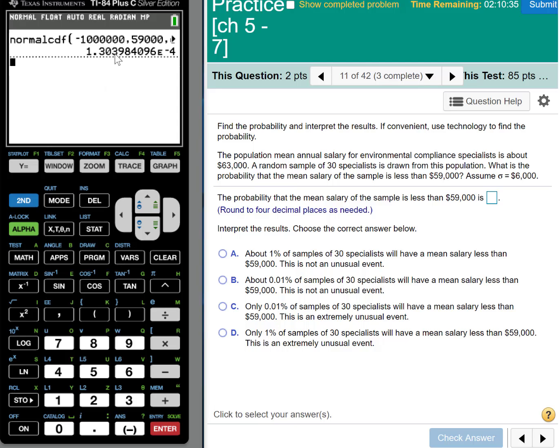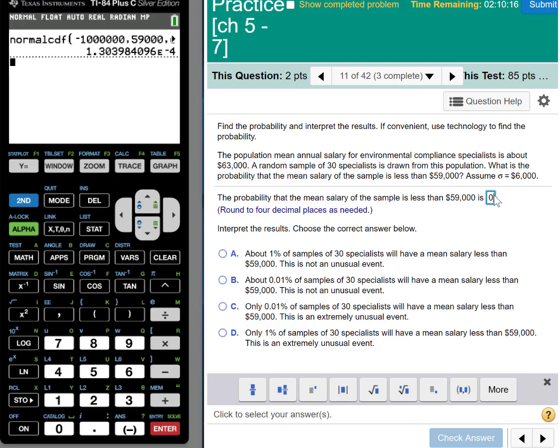Now the answer is 1.303984 e minus 4. E minus 4 means you have to move the decimal place 4 digits to the left. He's asking you to do it to 4 decimal places. So if you move it 4 digits, it will be 0.0001. This is how you enter your answer.